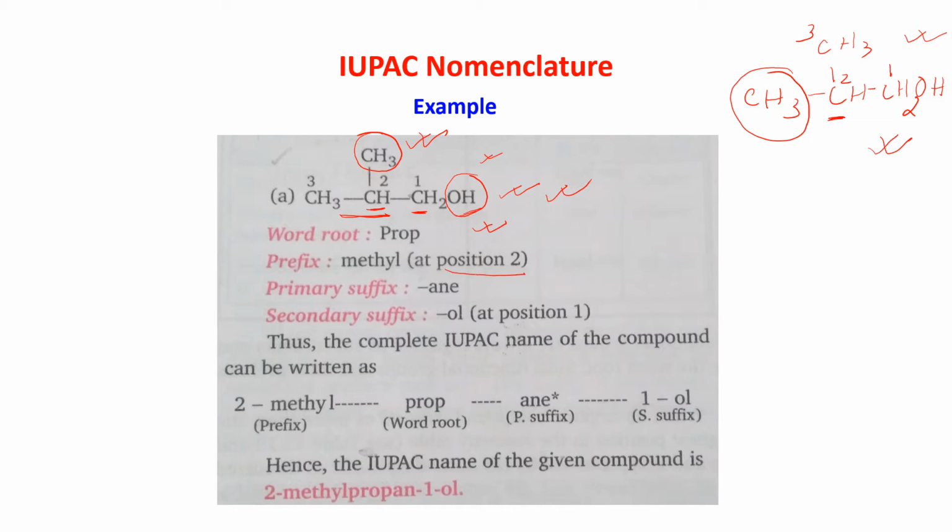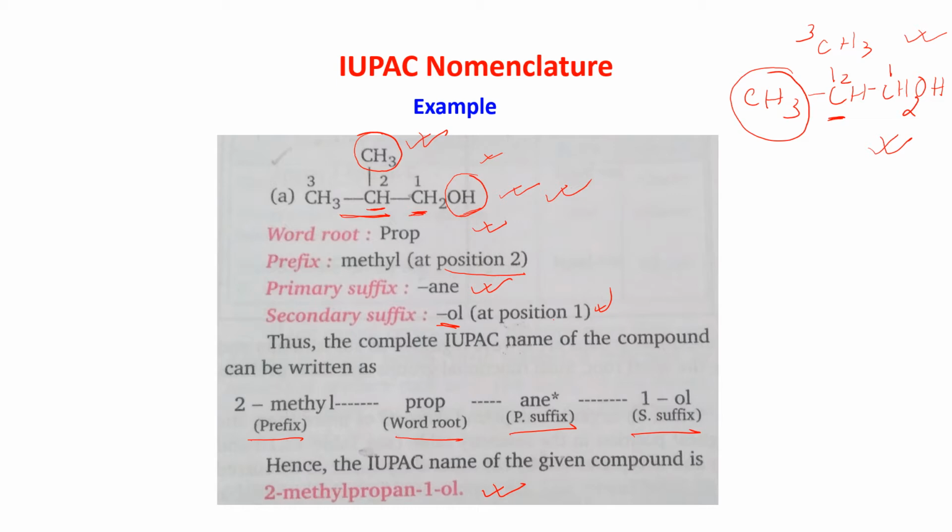Now it is a saturated chain, so the primary suffix is ane, and your secondary suffix is OH. The position is 1 for this carbon atom. So how can I write the IUPAC name of this compound? See, 2-methyl is the prefix. Now prop is the word root. After that, the primary suffix ane. After that, the secondary suffix ol at one position. So just now join all these things.